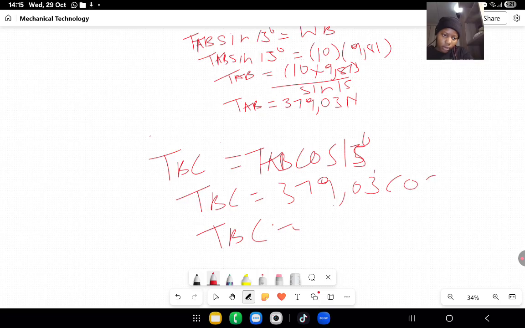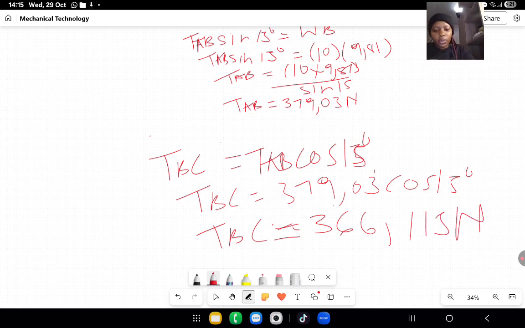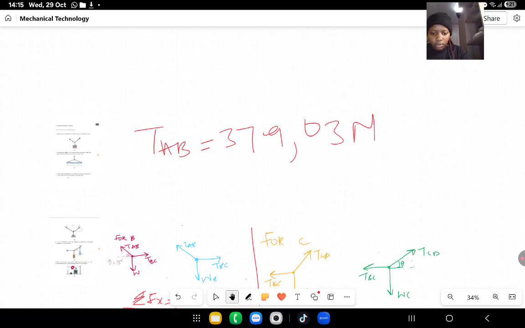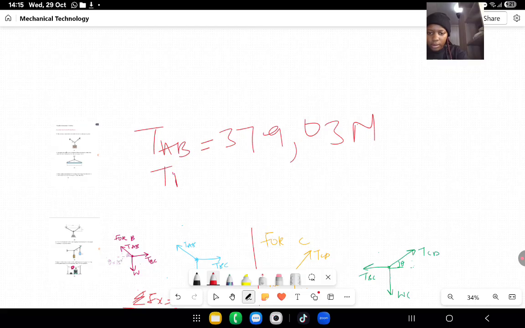379,03, the cos of 15 degrees, which will be equal to 366,115 newtons. TBC. So we'll go up there and write our TBC. TBC equals 366,115 N.